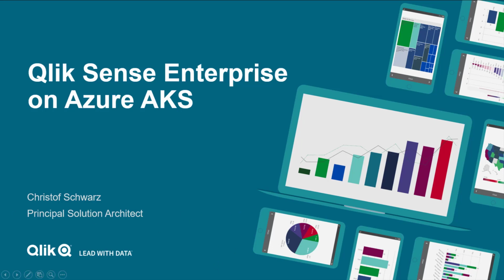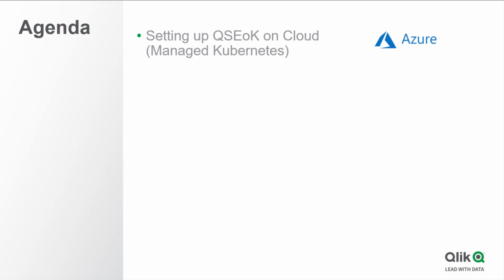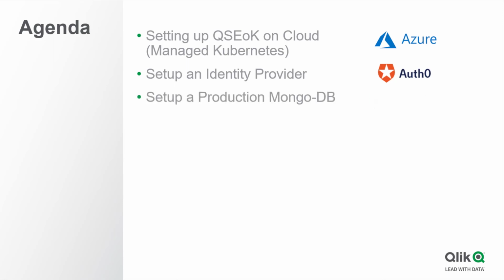Hello, this is Christoph from Qlik, and this is video part 2 of setting up Qlik Sense Enterprise on Kubernetes on Azure AKS. In this part, we will set up an identity provider on Auth0, and we will set up a production-grade Mongo database using Atlas.